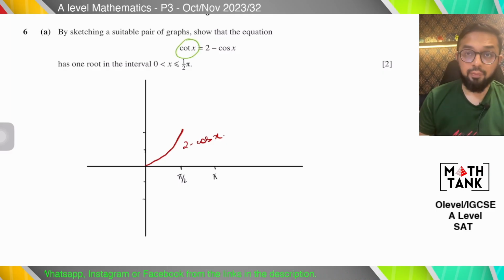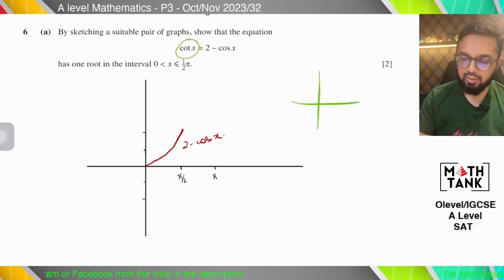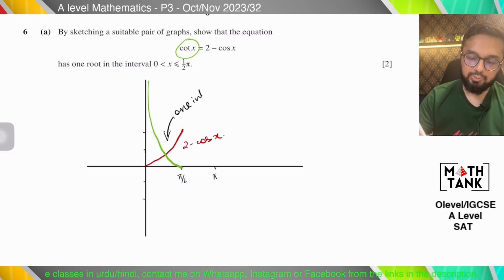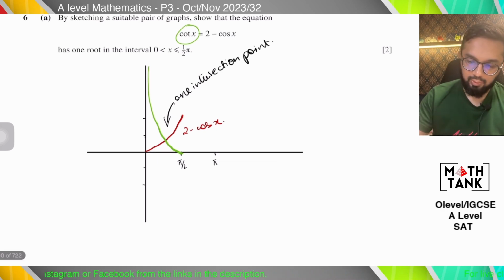Then for cot x, if you remember the graph, tan x looks like this. So cot x looks like that. I'm just going to say that it comes down from infinity and goes down. And you mention that there is one intersection point. Therefore, one root.